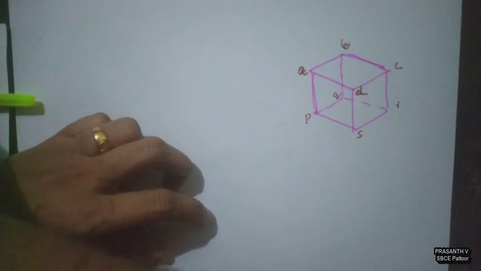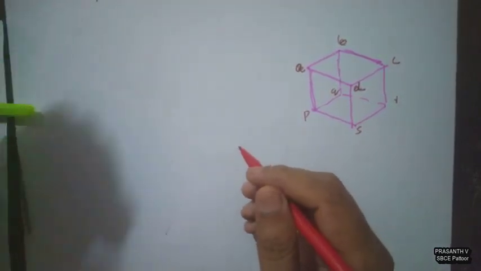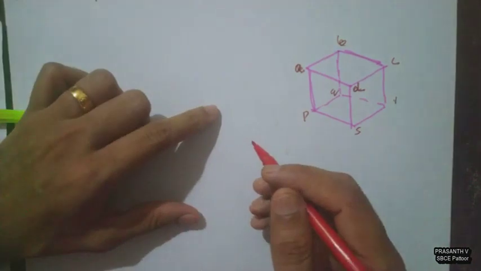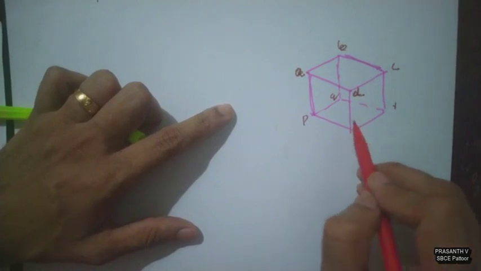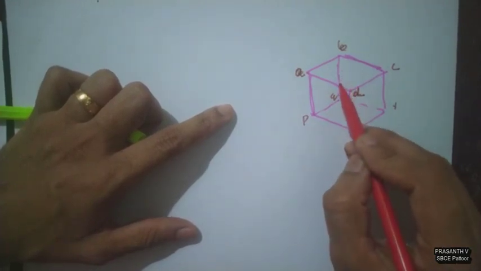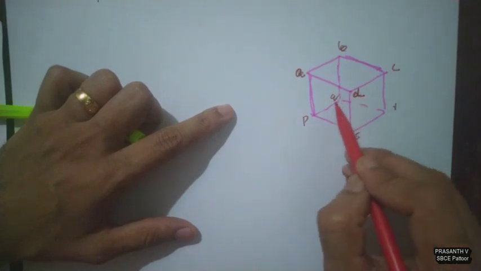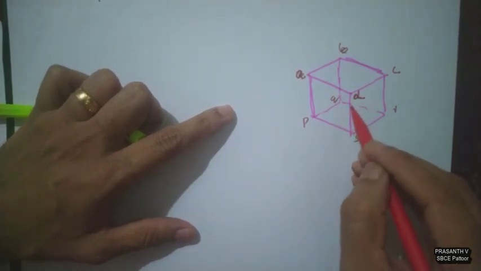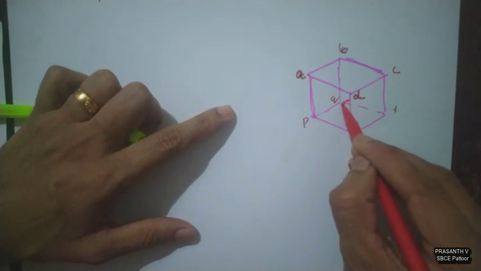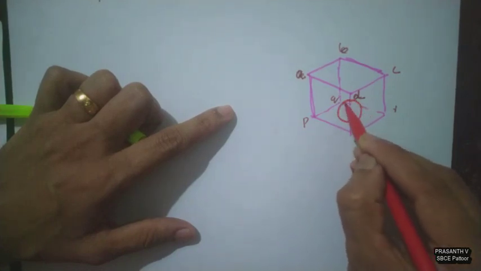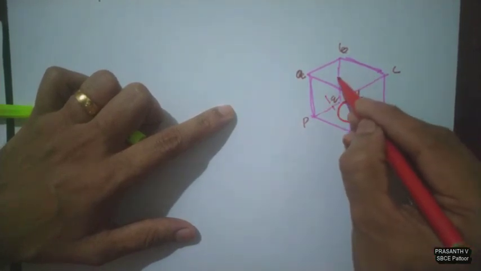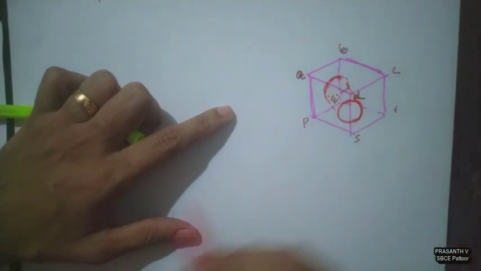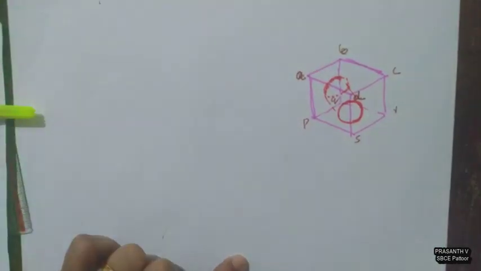Now, a hole is drilled such that the axis of the hole is perpendicular to VP, and the hole goes through the center of the cube. The hole should pass through the center of the cube such that the axis of the hole is perpendicular to VP. So there is only one way I can drill the hole, like this. This is the way I can drill a hole as per the question.